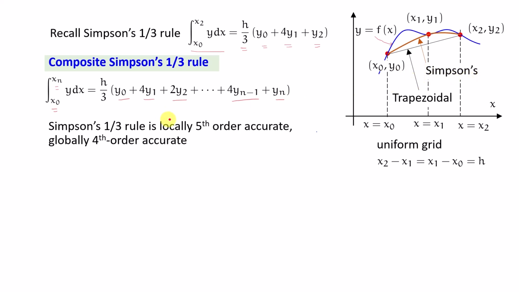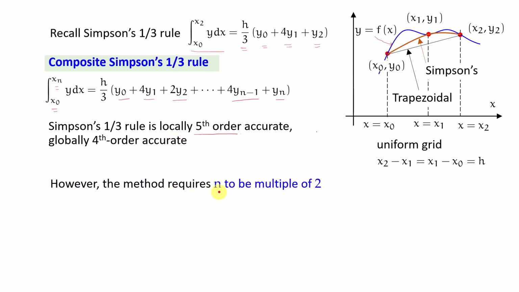Simpson's 1/3 rule is a very accurate implementation. It is locally 5th order accurate. Locally means when I am implementing it in only one segment, it is 5th order accurate. But globally, when I am taking many such segments together, the errors add up and it becomes 4th order accurate. So it's a highly accurate scheme, much more accurate than the trapezoidal rule.